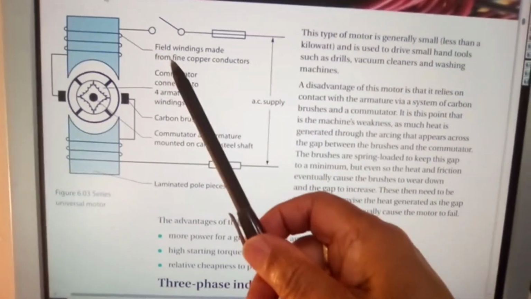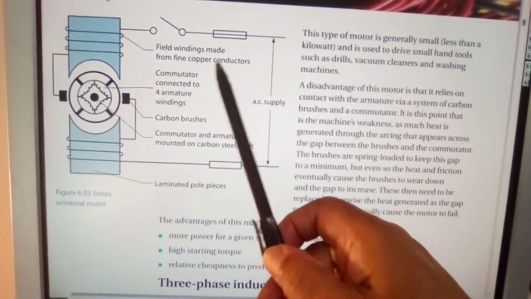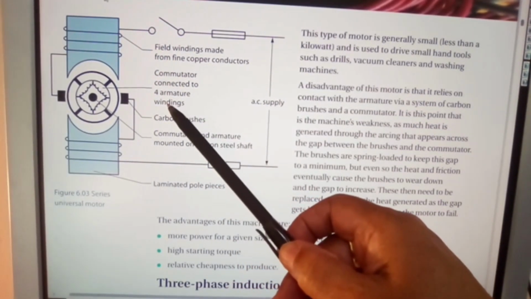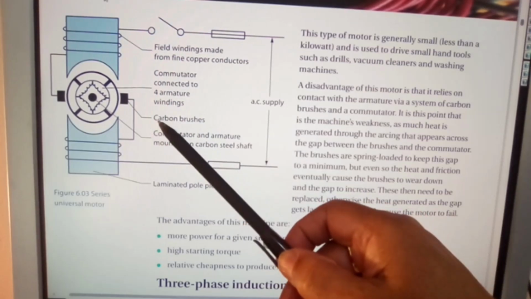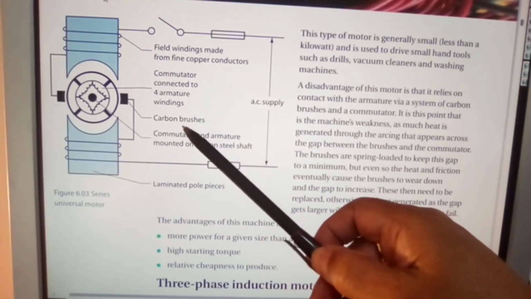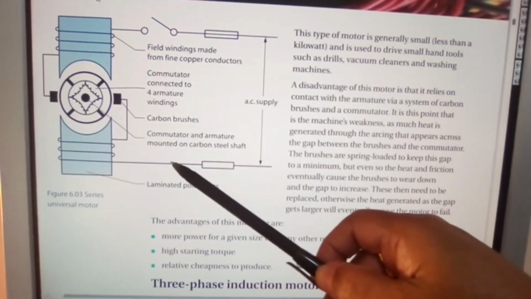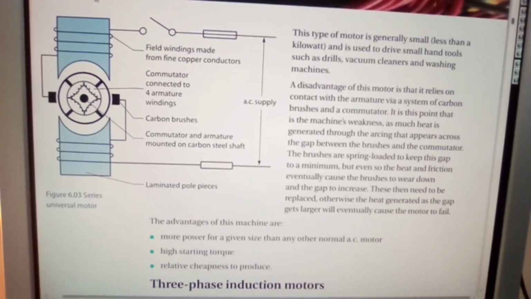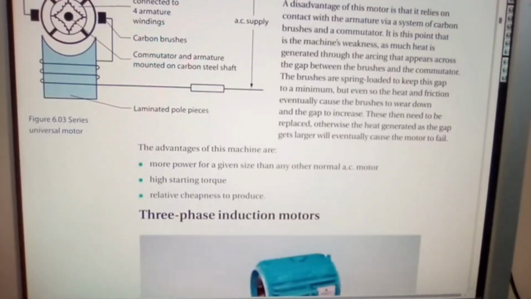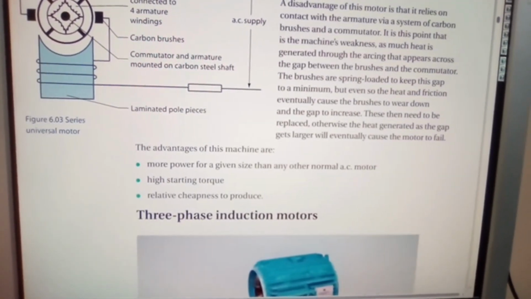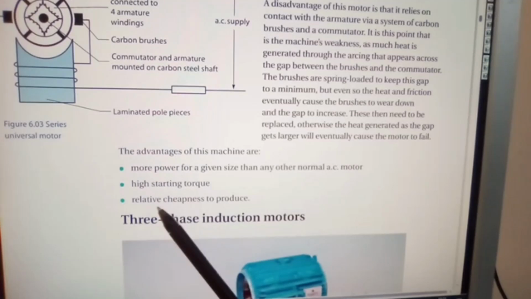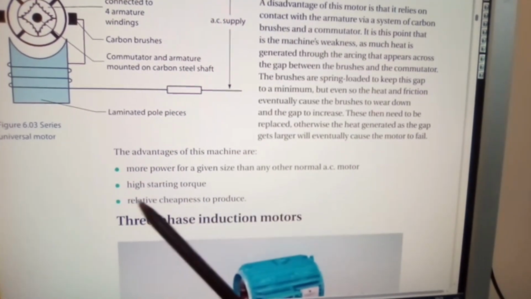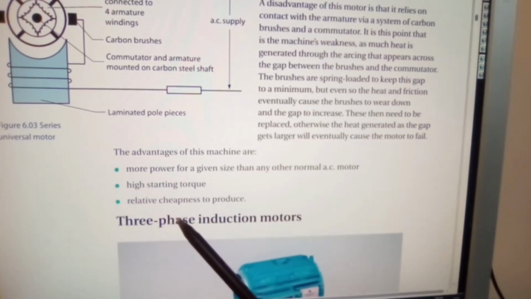So here you have field windings made from fine copper conductors, commutator connected to 4 armature windings. Carbon brushes. Commutator and armature mounted on carbon steel shaft. The advantages of this machine are more power for a given size than any other normal AC motor, high starting torque, relative cheapness to produce.